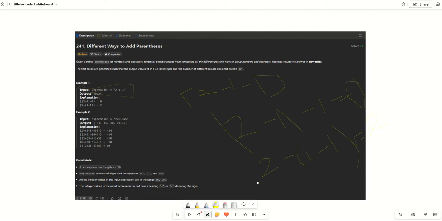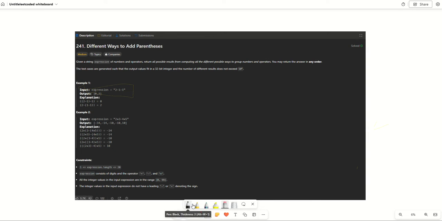Here there are only three integers in our expression, so we can do it manually. But what will happen if the expression has more digits? What happens when the expression has more operators? So what will we do?